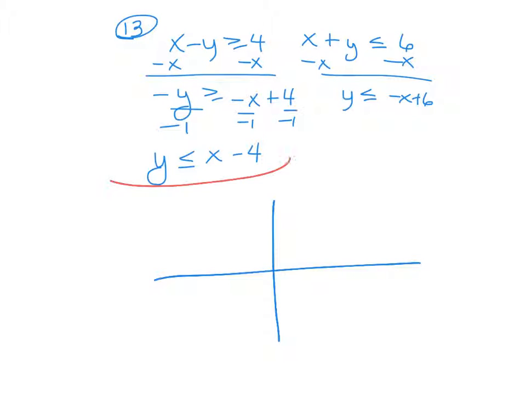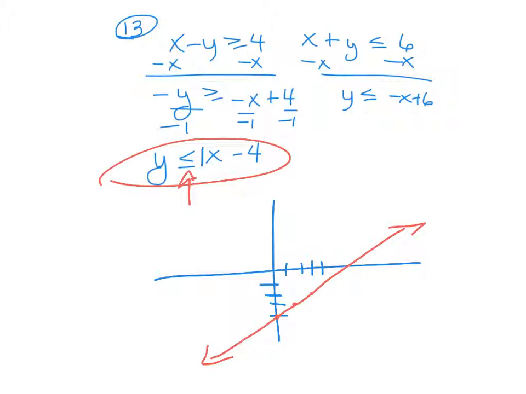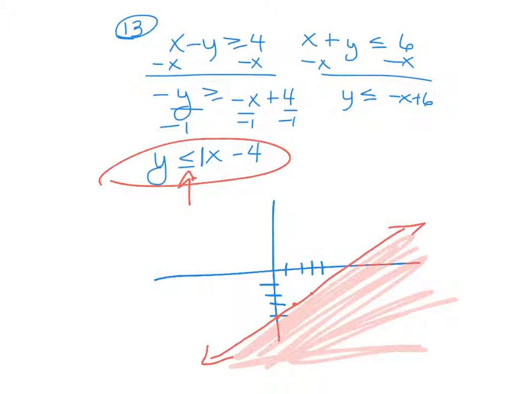My first point for this one is going to go on negative 4 on the y-axis. Notice my slope is 1. So from that negative 4, I'm rising 1 and running 1. So I'll go ahead and do this one in red. And again, notice the symbol. This tells me it's a solid line. And it's less than, so I'm shading under the line.